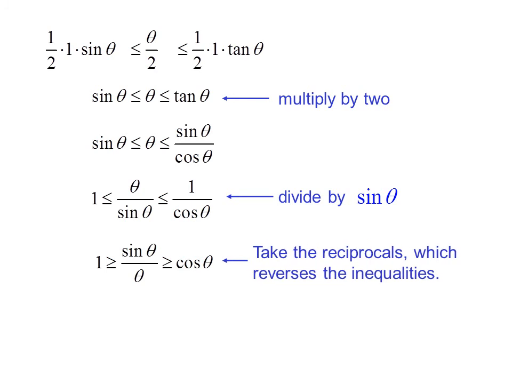And we take the reciprocals. When we do that, that reverses the inequalities. So we now have 1 is greater than or equal to sine theta over theta, which is greater than or equal to cosine theta. And switching it end for end, we get cosine theta is less than or equal to sine theta over theta, which is less than or equal to 1. We're almost there.